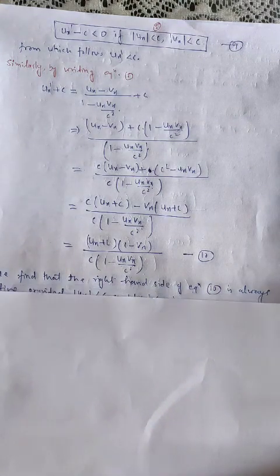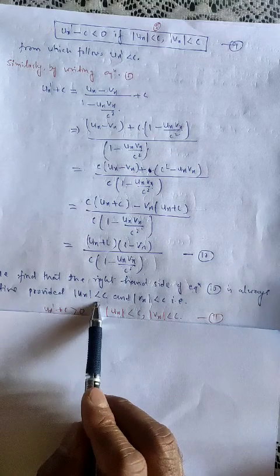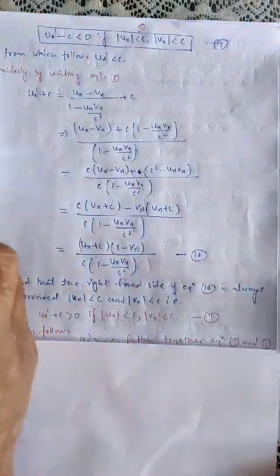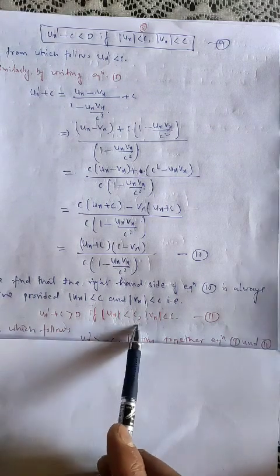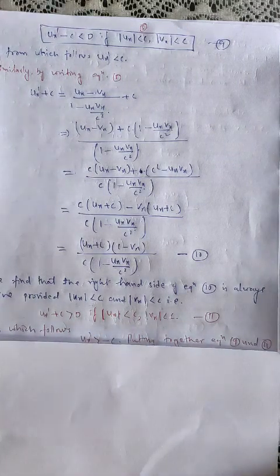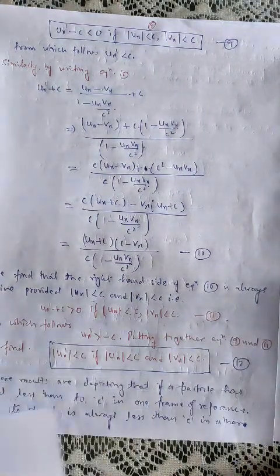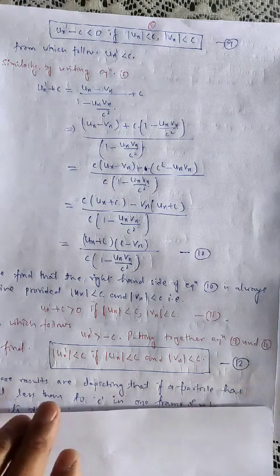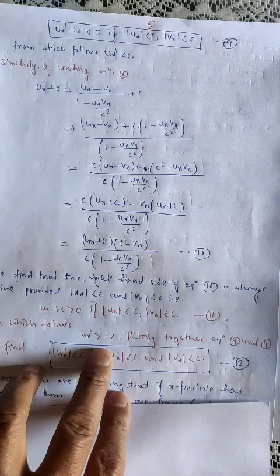that ux prime plus c equals c minus vx times c plus ux, divided by c square minus ux vx, that is, 1 minus ux vx divided by c square. But the right hand side of equation number 10 is always positive, provided that ux is less than c and vx is less than c. That is, I could say that ux prime plus c is greater than 0 if ux is less than c and vx is less than c. Then I could represent this with equation number 11, from which it says that ux prime is greater than minus c.